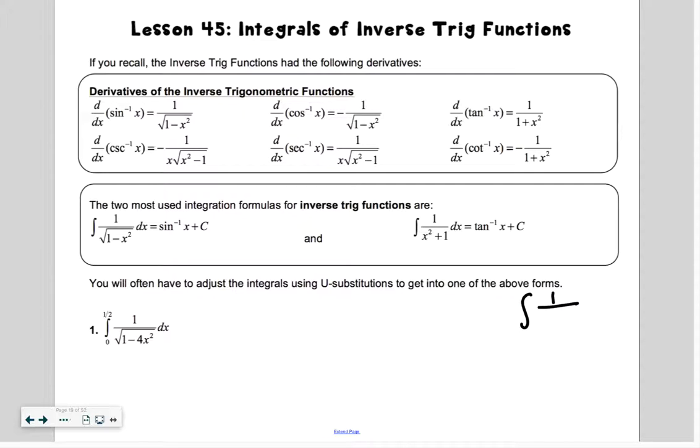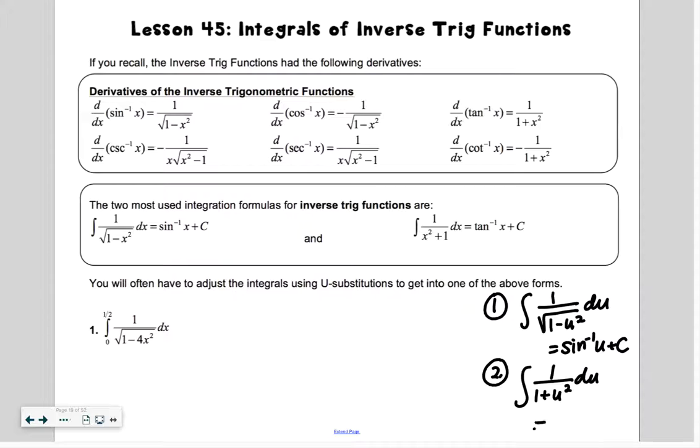So we could want either something to look like this, in which case we're going to have inverse sine of u, or we want it to look like this, in which case we're going to have inverse tangent of u. So it does still involve a u substitution, but it's not the u that you think. Like, we're used to putting it as whatever's underneath the root, right? So which of these two forms, form 1 or form 2, do you think we're trying to get it to look like? 1. Why?